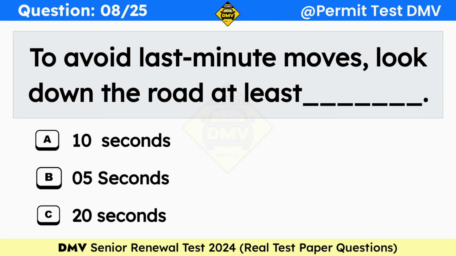Question 8. To avoid last-minute moves, look down the road at least. Option A. 10 seconds. Option B. 5 seconds. Option C. 20 seconds. Correct answer, option A, 10 to 15 seconds. To give yourself time to react, avoid last-minute moves and hazards. Always keep your eyes moving and scan the road at least 10 seconds ahead of your vehicle.